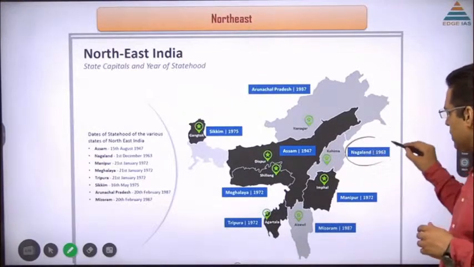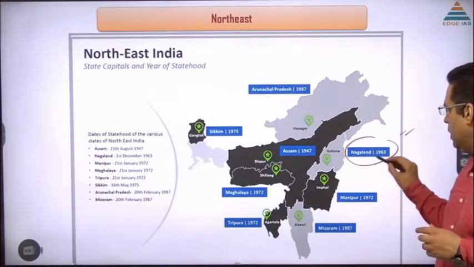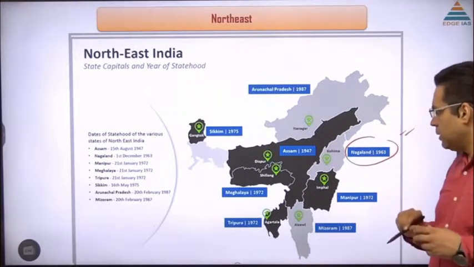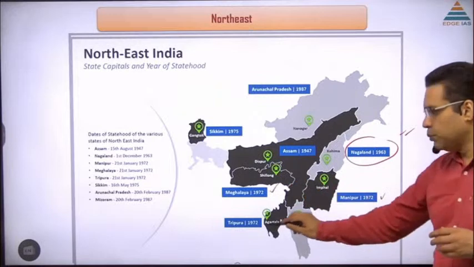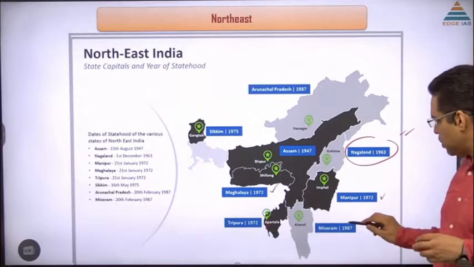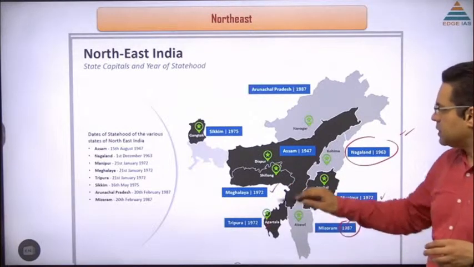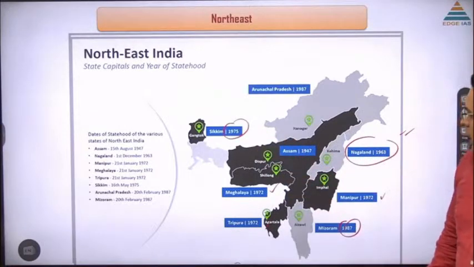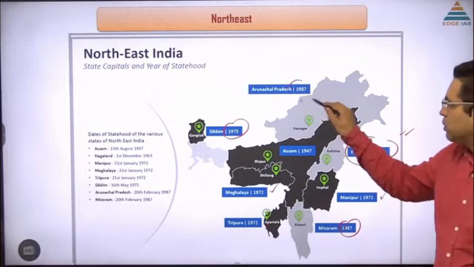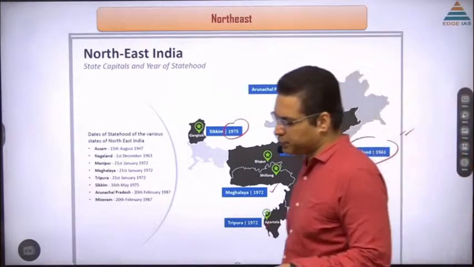So Nagaland was the first state that was created in 1963 out of Assam. Then similarly, in 1972, Meghalaya, Manipur, and Tripura were created. Mizoram was created in 1987. Sikkim became part of India in 1975. And Arunachal Pradesh also became a state in 1987.